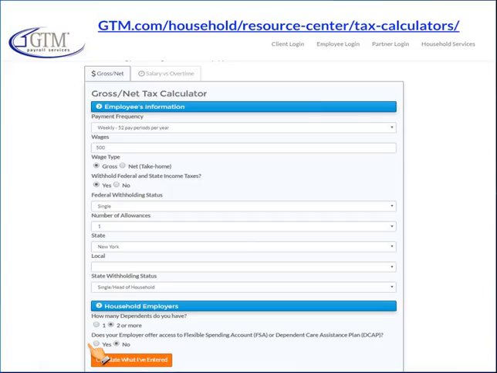Let's take a look at an example. Let's say you want to pay your employee $500 each week in a gross wage. You're also going to elect to withhold the employee's federal and state income taxes. You'll enter the number of allowances that the employee will claim and the state where the work will be performed. Also include the number of your dependents and whether or not your employer offers access to a flexible spending account or a dependent care assistance plan.